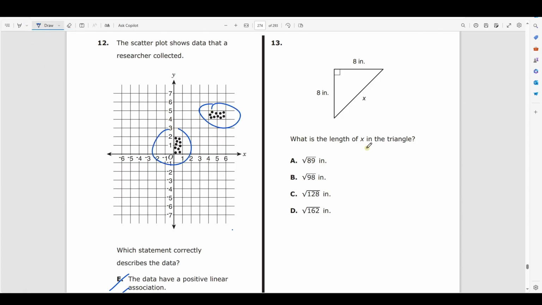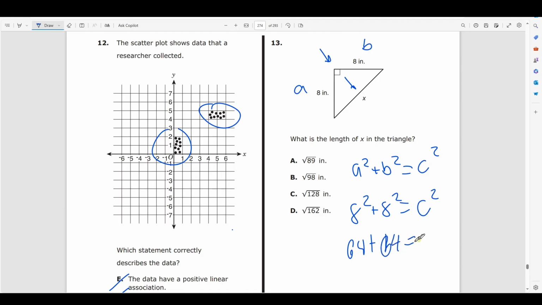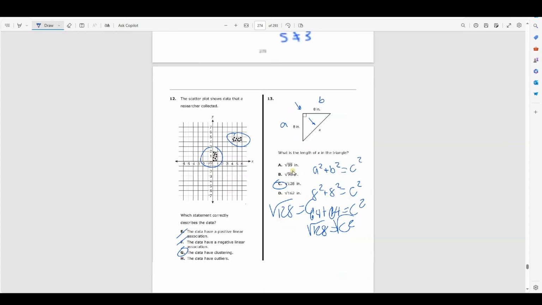Number 13 asks us, what is the length of x in a triangle? Here, notice you have a right triangle, and you're trying to solve for the hypotenuse, or the side that is opposite the 90-degree angle. How do you do this? You remember the Pythagorean theorem, which says that a squared plus b squared is equal to c squared. In this case, our legs are a and b. That just says that 8 squared plus 8 squared is equal to c squared. So 8 squared is 64, plus 64 has to equal c squared. 64 plus 64 is 128, and that's equal to c squared. So you take the square root of both sides, and you get that radical 128 is equal to c, which is choice C.